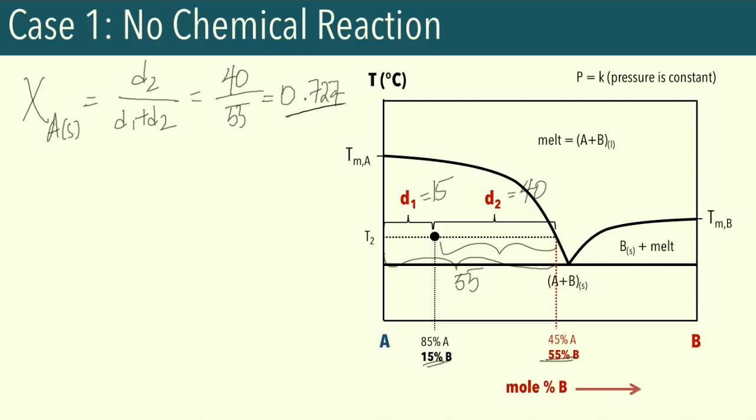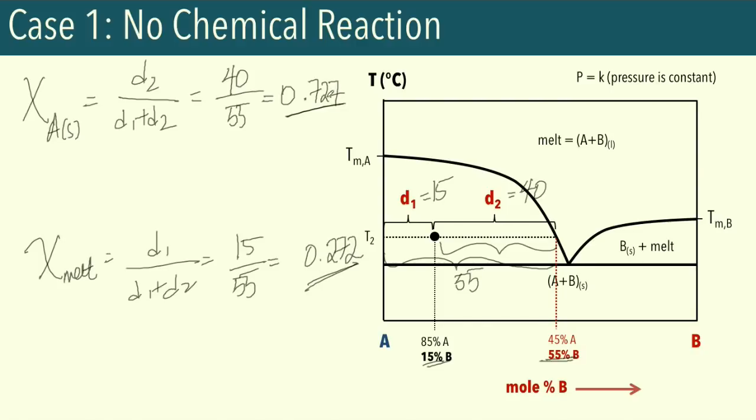So this gives us 0.727. If we calculate the mole fraction of our solution in the melt, this will be D1 over D1 plus D2, so that is equal to 15 over 55, which is equal to 0.272. Comparing this with the distribution of our phases from temperature 1, we can see that more of our solution crystallizes out into the A solid phase, and we have less of our solution in the melt.